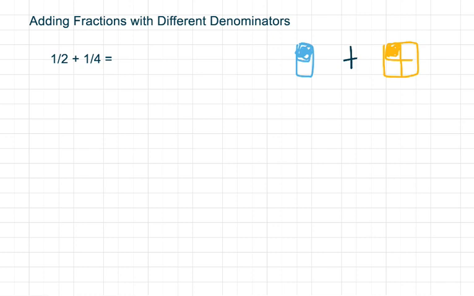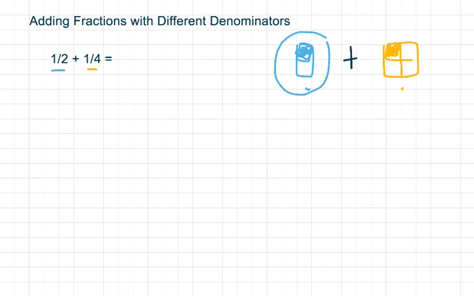In this lesson, we're going to add fractions with different denominators. And I've got a couple of fractions here that I'm going to add together. I have 1/2, which is represented here. And I have 1/4, which is represented over here. And you can see by the different size of the fractions that you can't add them together.